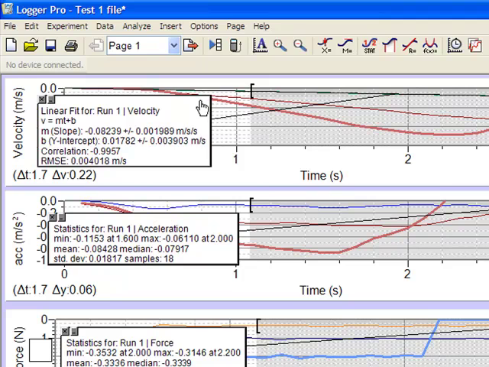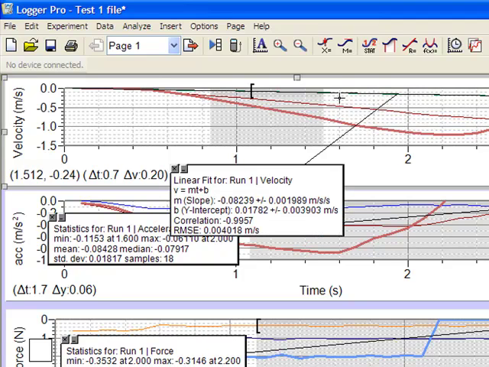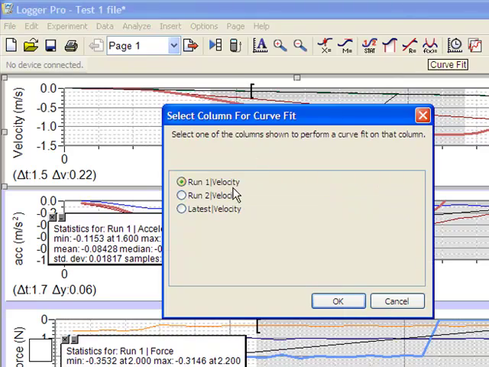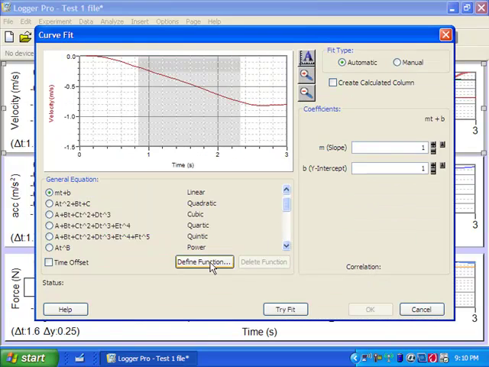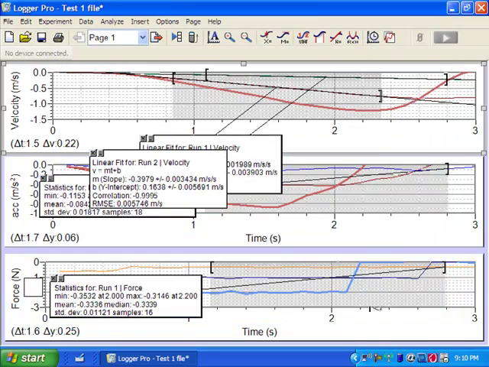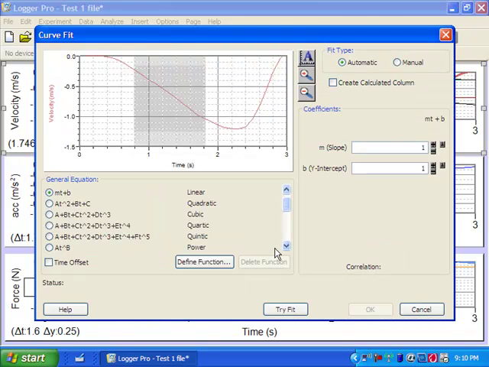If I wanted to curve fit more, I could look here and say, well, I want to know what's going on with this one. I don't want to go as far to the right because it doesn't stay linear as long there. Curve fit velocity 2. Also linear, so I try fit. Okay. And I can curve fit. This one I want to stay even further to the left. That's the latest. Curve fit the latest. Also linear, try fit. Looks beautiful.